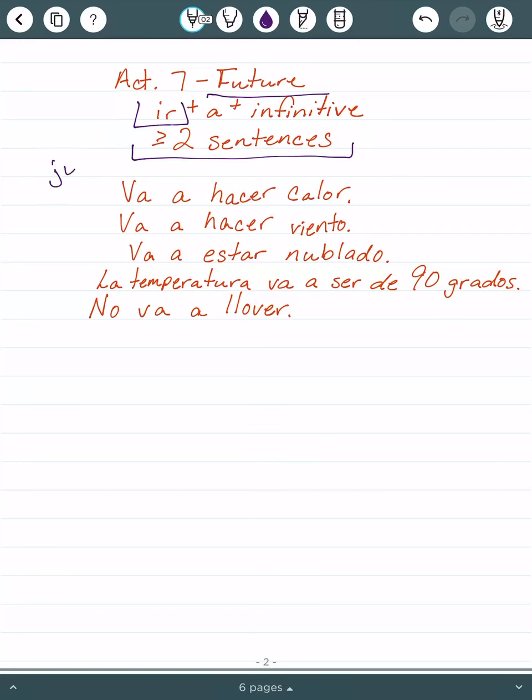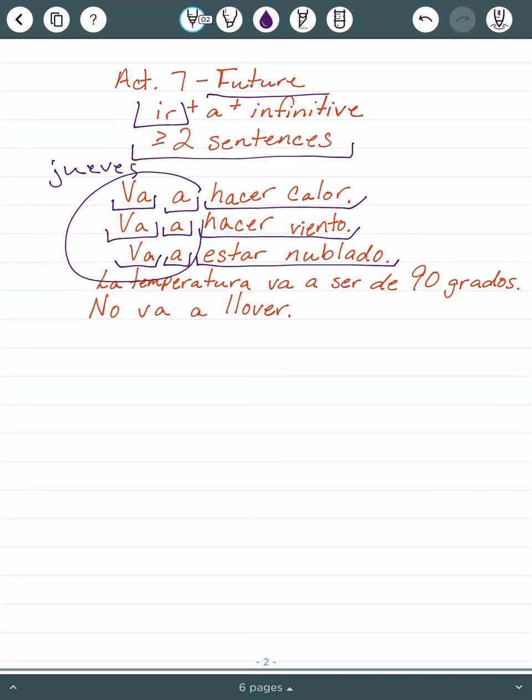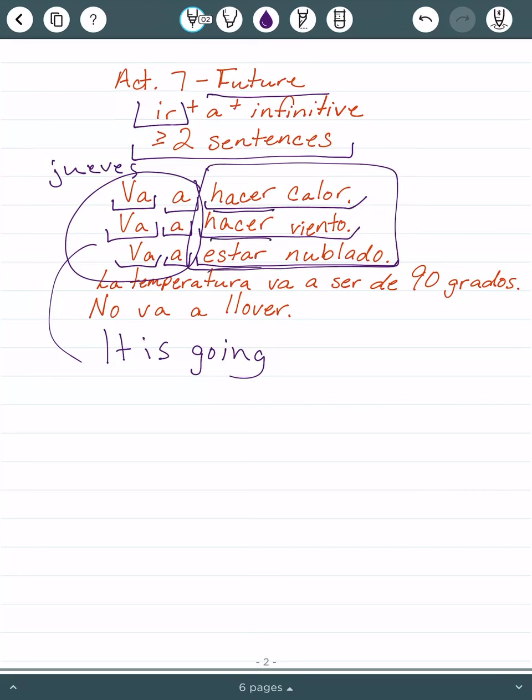So they gave us an example for jueves, Thursday. They said it's going to be hot. It's going to be windy. It's going to be cloudy. So va a, that's from ir. Va means it is going. And then we left our infinitives alone. We did not conjugate it. It's going to be. And then on this one, the temperature is going to be 90 degrees.